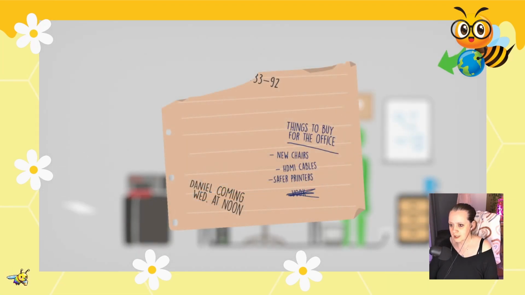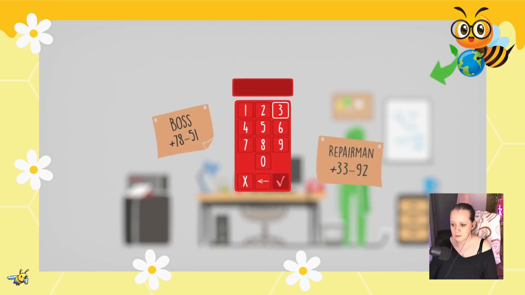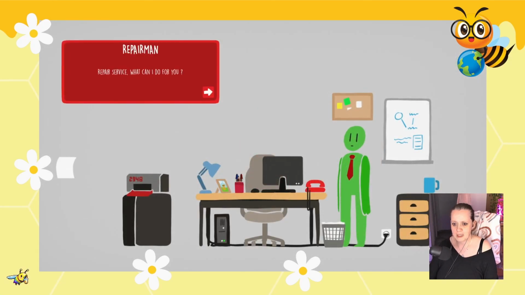Right, okay. So that is that, 3392. So that's the bottom of the page. Things to buy for the office. We need a safer printer. We do. So 3392. Repair service. What can I do for you? A printer issue. What number? 2948. That's the one.